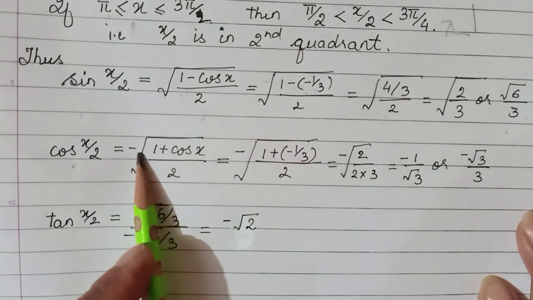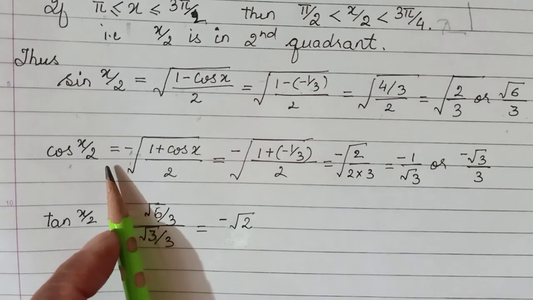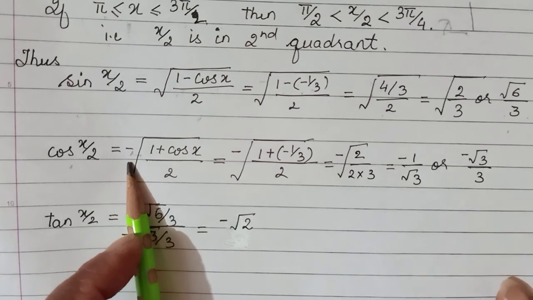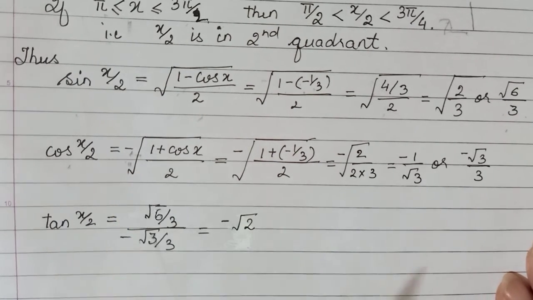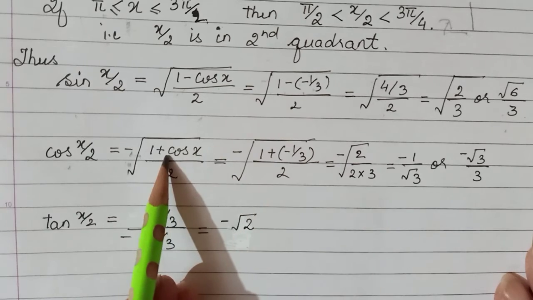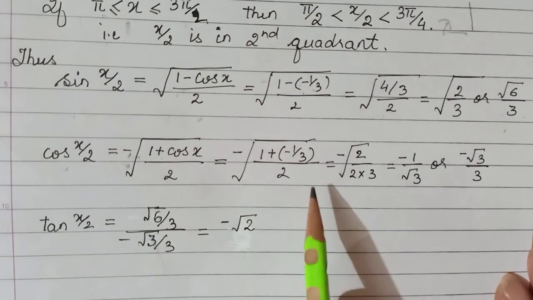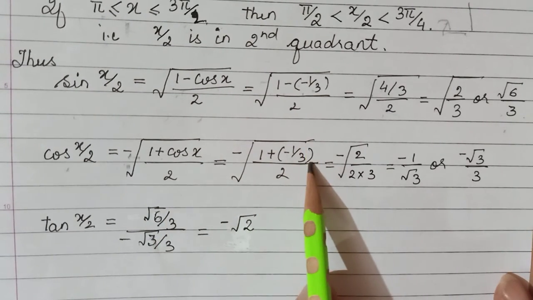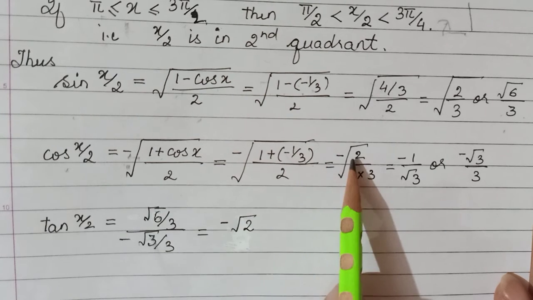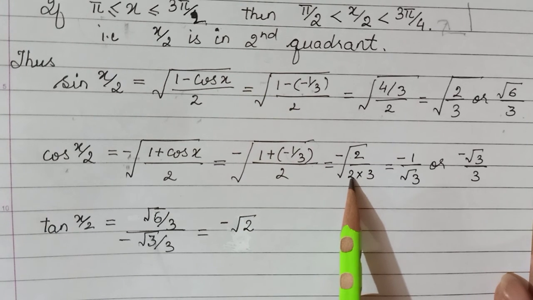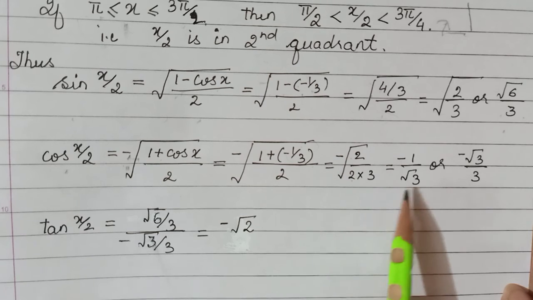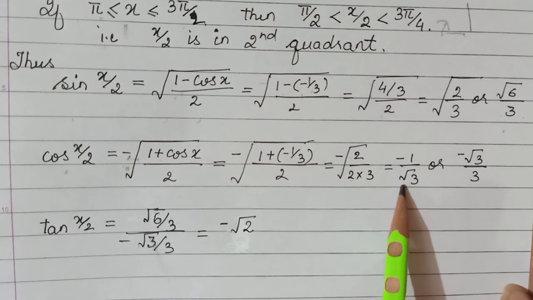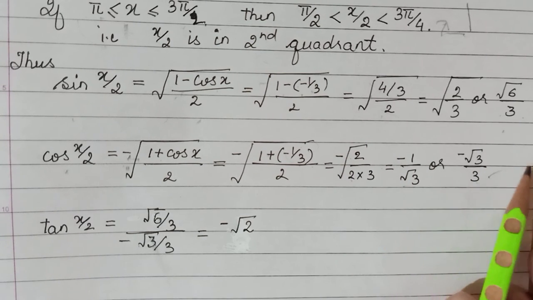फिर cos में negative sign लगाओगे क्योंकि हमने guess किया था हमारा angle is in second quadrant, cos ratio is negative. So minus of under root of 1 plus cos, for cos यहाँ पे plus आता है, 1 plus cos x by 2. Put the value again, 1 plus minus of 1 by 3. So 3 minus 1 that is 2 upon 3 upon 2. So that 2 and 2 gets cancelled. So we are left with minus of 1 upon root 3. या rationalize करके ऐसा बना लो.